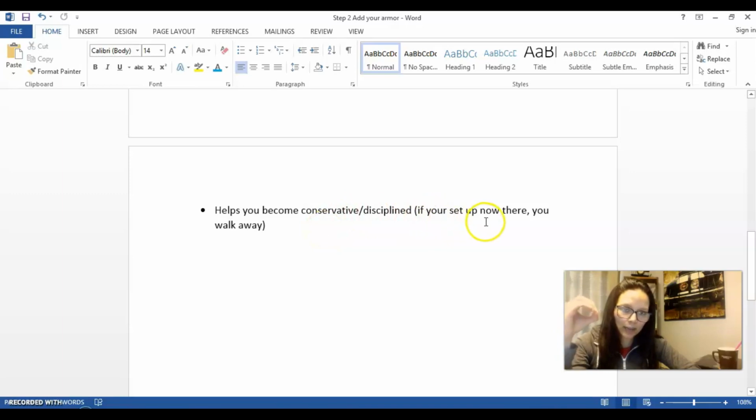If you set up and it's not there, you walk away. Oh, I misspelled that. So what I meant by that, it does help you become more conservative and disciplined, right? Because if your setup is not there, then you walk away, right? If it's not setting up and telling you which way it's going, you just walk away. If your setup is not there, you walk away. So your indicators help you.